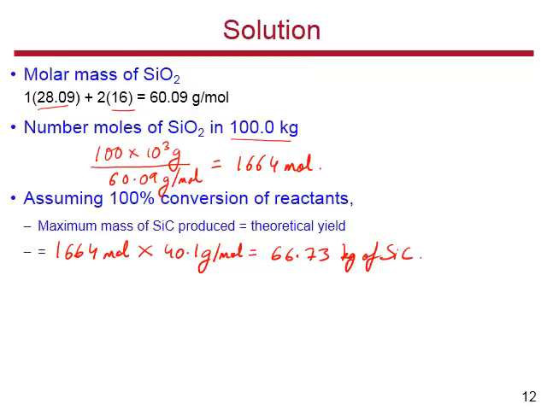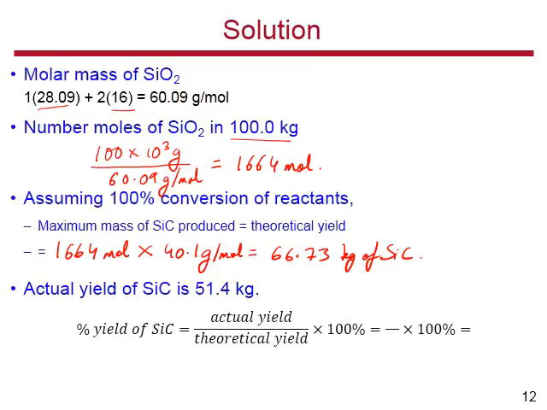Now we need to do one more step. The actual yield of silicon carbide is 51.4 kilograms. So the percentage yield of silicon carbide equals its actual yield divided by the theoretical yield times 100. Let's plug in the numbers. The actual yield is 51.4. The theoretical yield is 66.73, times 100, and this number should be around 77%, which is the percentage yield of silicon carbide.